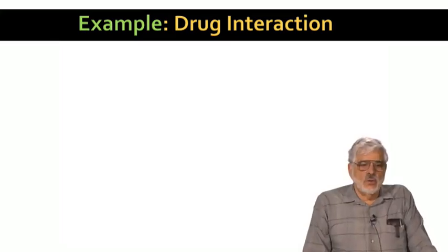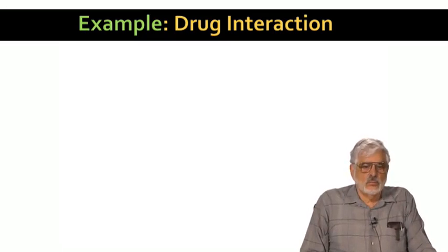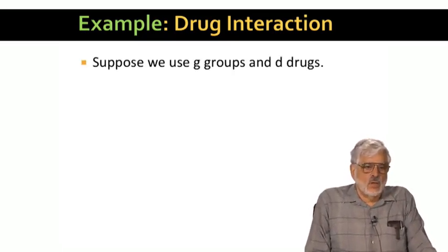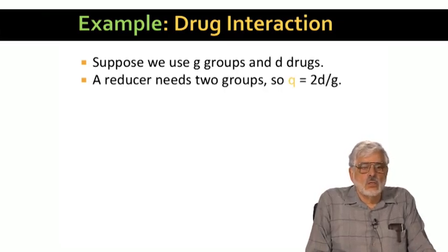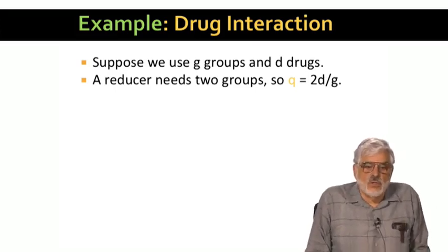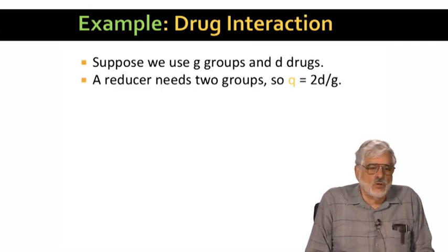Let's see how R and Q relate for the drug interaction problem we discussed earlier. Let D be the number of drugs. In our example, we use D equals 3,000, but there's nothing special about that. Let's also suppose we divide the drugs into G groups of equal size, so each group consists of D over G drugs. A reducer corresponds to a pair of groups, so the number of inputs each reducer needs is twice the number of drugs in a group, or 2D over G.